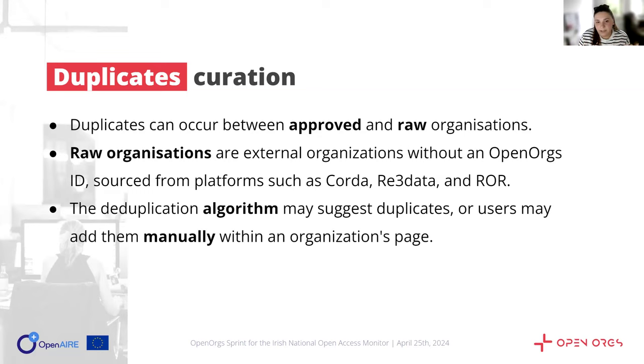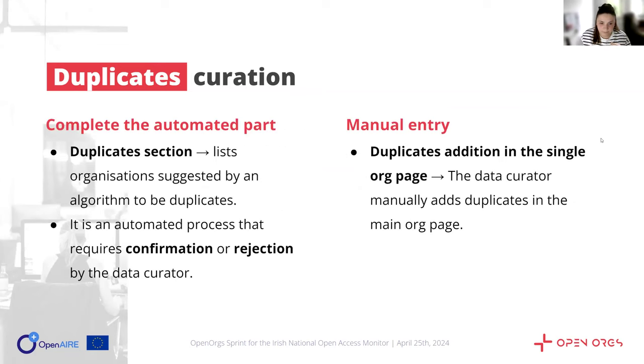They are possible duplications of the same organization that must be resolved by the data curator. They occur when an approved org is matched with a raw org, which is an external organization without an OpenOrgs ID, sourced from platforms such as CORDA or ROR, etc. There are basically two ways of curating duplicates. They may be suggested by the deduplication algorithm or added by the user themselves on the single org page.